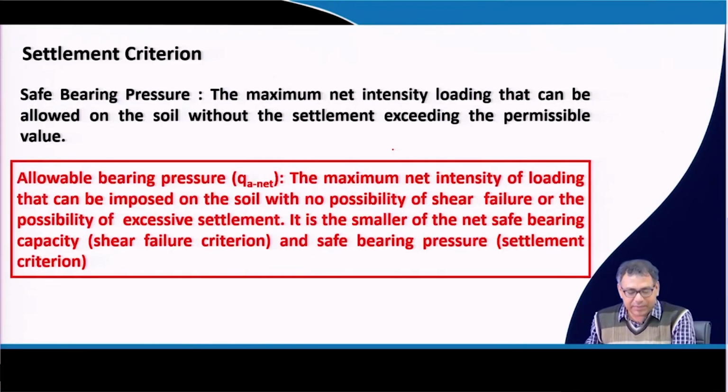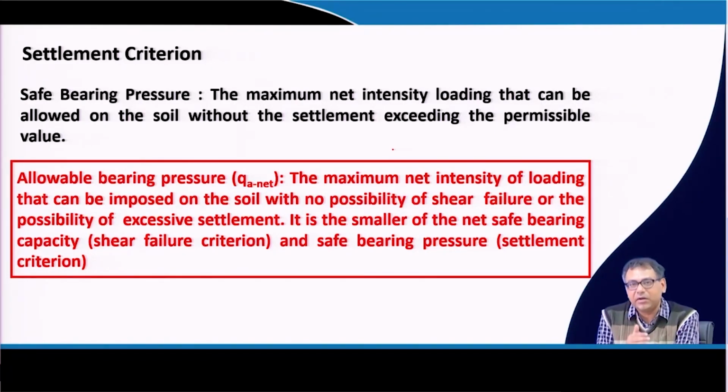And then the safe bearing capacity, ultimately, there are two things: the safe bearing capacity and the allowable bearing capacity. Safe bearing pressure is in terms of the settlement criteria. The previous definitions were in terms of the bearing capacity criteria. Now, in terms of settlement criteria, the safe bearing pressure is the maximum net intensity of loading that can be allowed on the soil without the settlement exceeding the permissible settlement. That means I can apply that much load on the soil so that there will not be excessive settlement of the foundation.